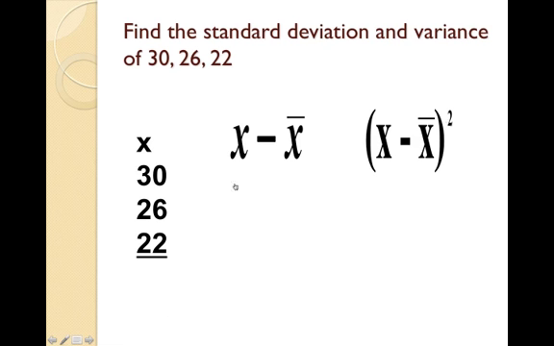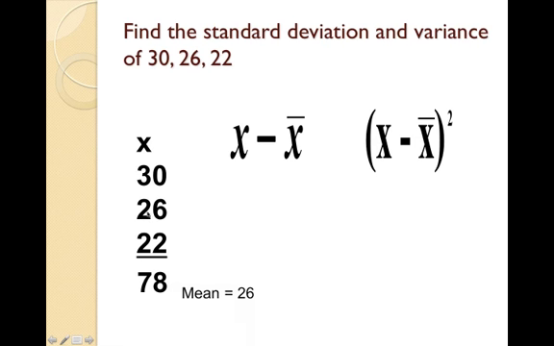And then whenever you have a column, you're going to sum it up. So first thing we're going to do is add up 30, 26, and 22, and we get 78. Now we want to know the mean, the X bar. So to get X bar, we divide by 3, and we just write that down. Mean, or X bar, equals 26.